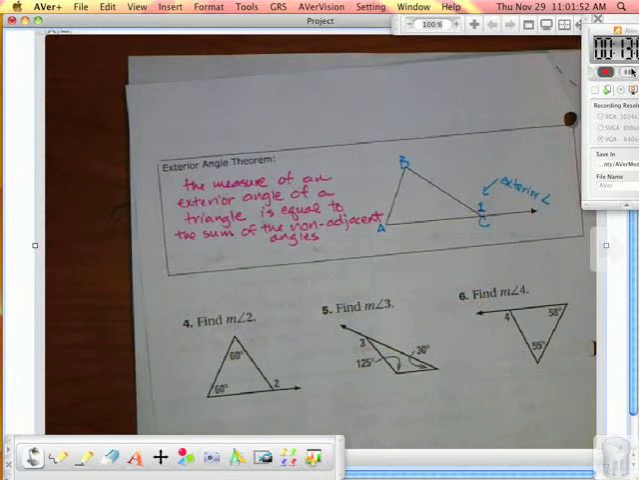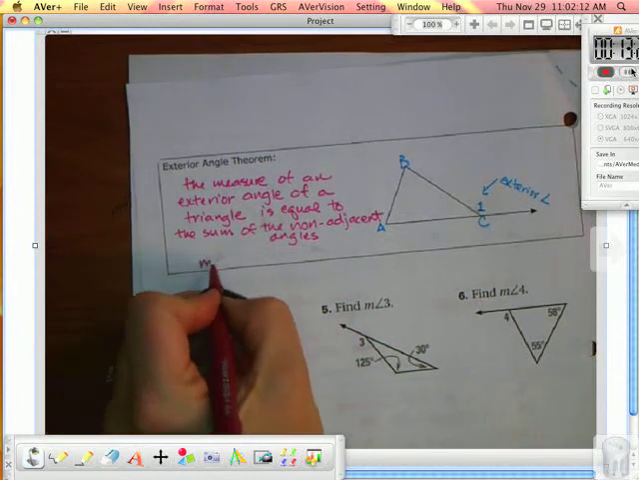Okay, so here's my exterior angle. Which angle is adjacent to it? This one, right? So which two are the non-adjacent angles? These two. So they're saying if I add these two up, it's going to equal this angle. Isn't that nifty? Let's write it down in symbols.